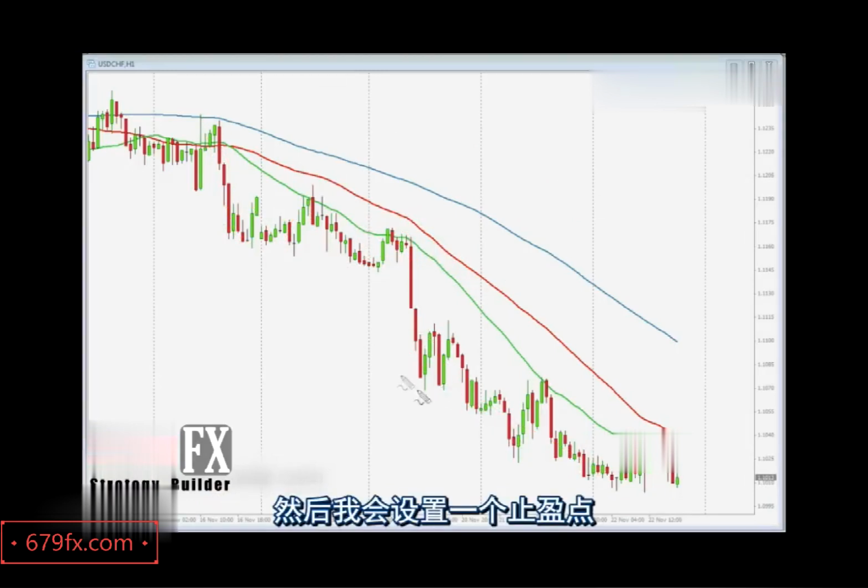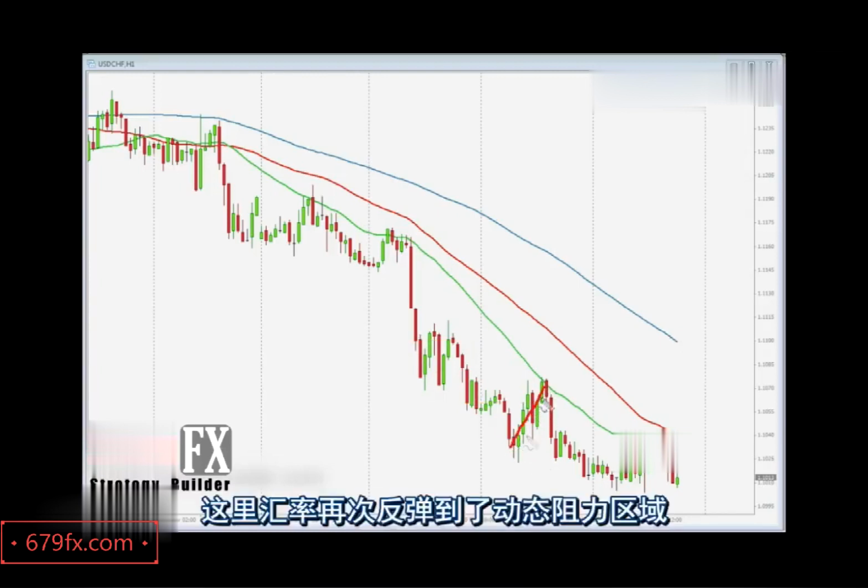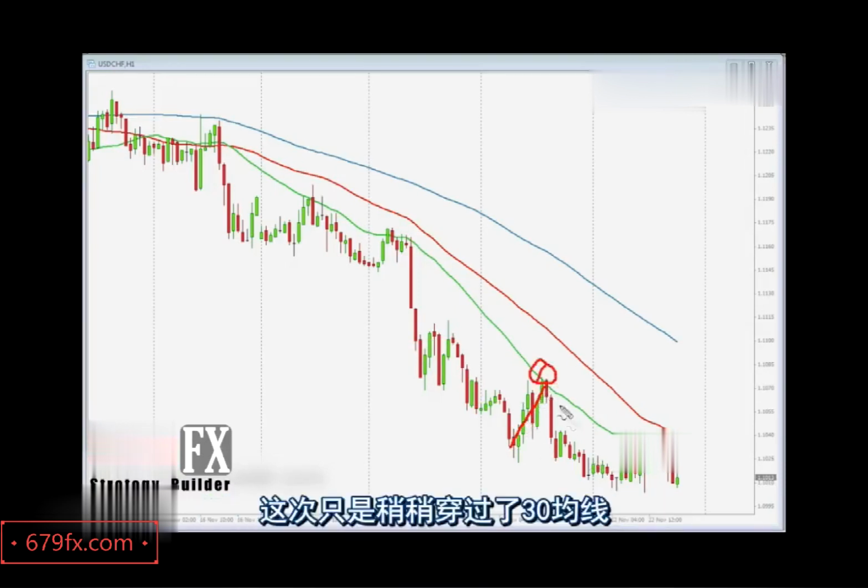Then I would, of course, set my final targets, which are explained in chapter number 4, and I would exit, taking my profits off the table, cashing in on this trade, and then wait for the next opportunity. The next opportunity comes here. We have another retracement back to the dynamic area of resistance. In this case, we just barely touched the 30 simple moving average, but nonetheless we do get there. Fair enough.